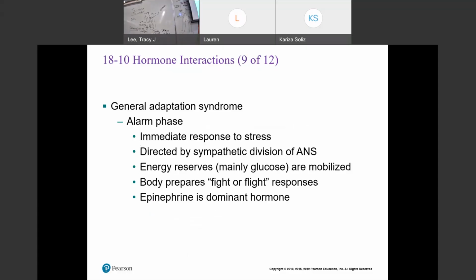All right, so alarm phase. This is your first response. Oh my gosh, something is happening. Who directs it? The autonomic nervous system. And it's going to be the sympathetic side of that autonomic nervous system. It's going to do that fight or flight response. So our body prepares for that. How does it prepare for that? Dilate our blood vessels, increase our heart rate, increase our respiration rate, dump glucose into the bloodstream. So now our muscles will be able to run away if they need to. Who's our dominant hormone? Epinephrine, adrenaline, right? So that is our alarm phase.